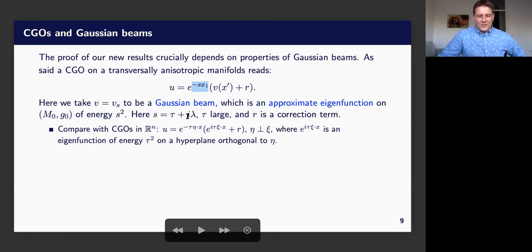And actually we take, okay, let me try again. So U1 is e to the power minus tau plus i lambda times x1. U2 is e to the power tau minus i lambda x1.